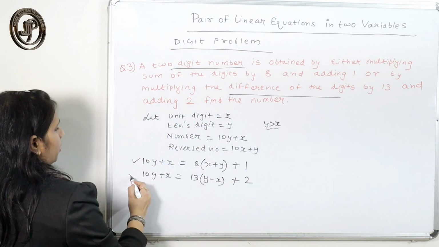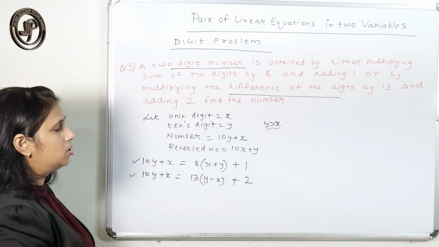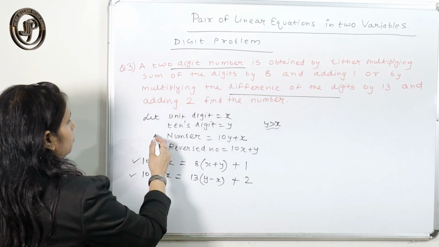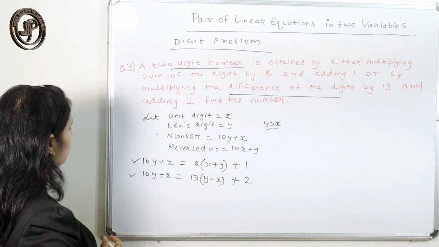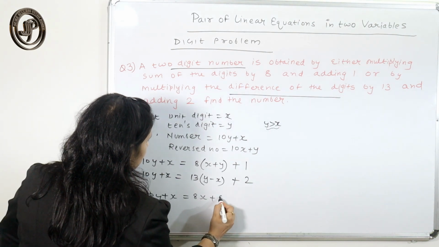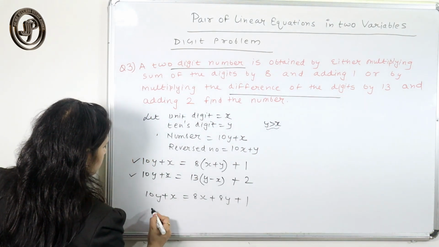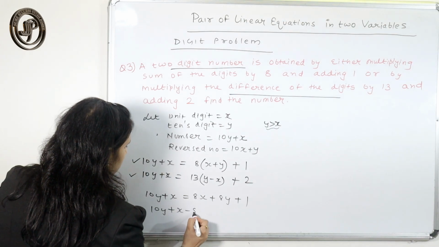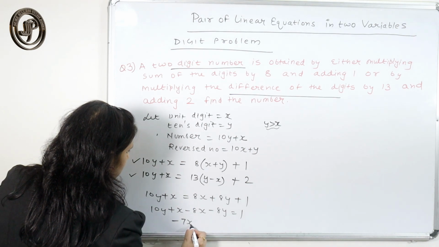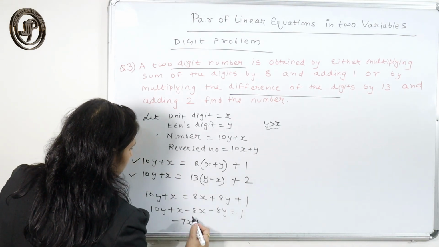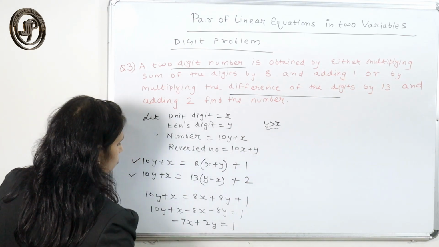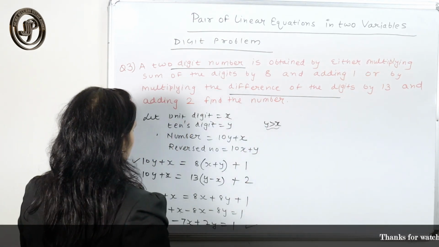So you just simplify these two, you will get two equations and just solve for x and y. So you will get the values of x, you can substitute here, so you will get the number. So how will you simplify these two equations? It is 8x plus 8y plus 1. So here 10y plus x minus 8x minus 8y is equal to 1. Here I write minus 7x plus 2y is equal to 1. Okay, this is the first equation.